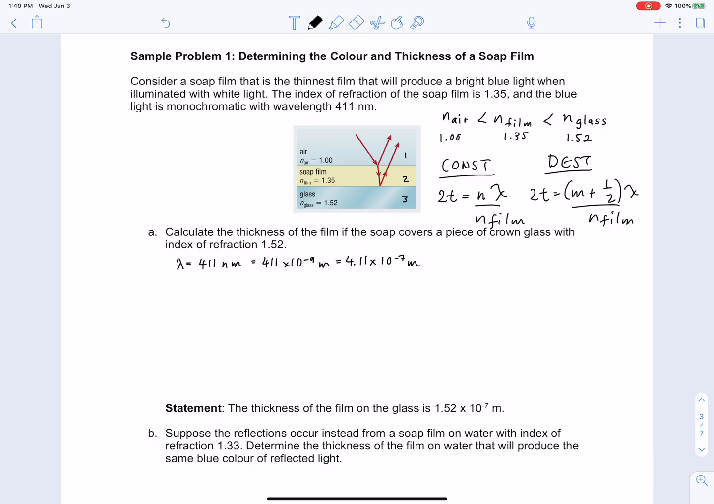Hopefully throughout this unit, you will come to understand the level of scientific notation required to express light in nanometers and in meters. Remember, nanometers are always 10 to the power of negative 9, and when converting those into meters, we're always looking at a power of approximately 10 to the power of negative 7 meters when we're dealing with visible light.